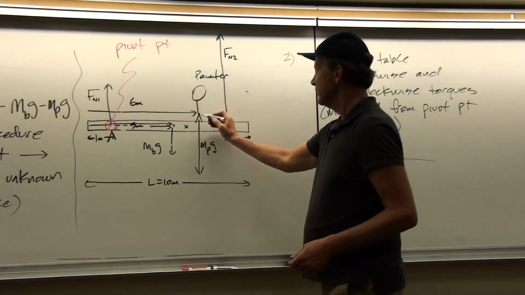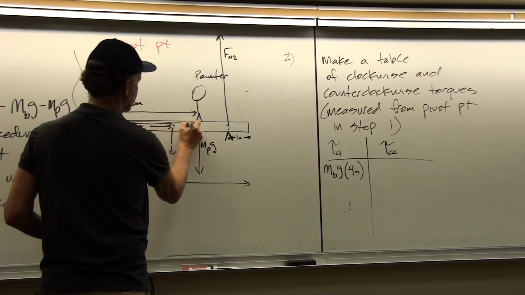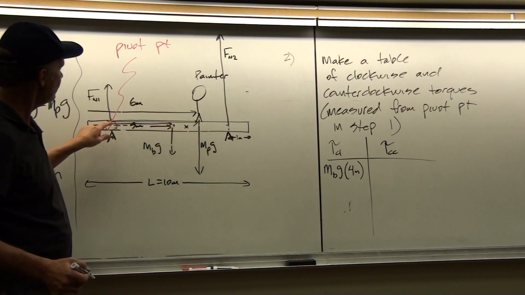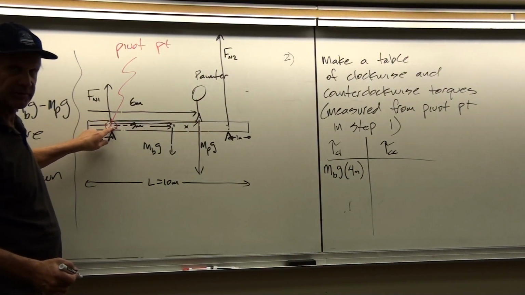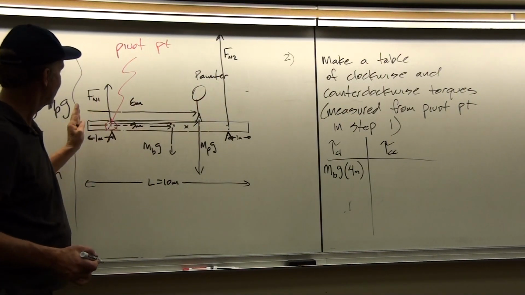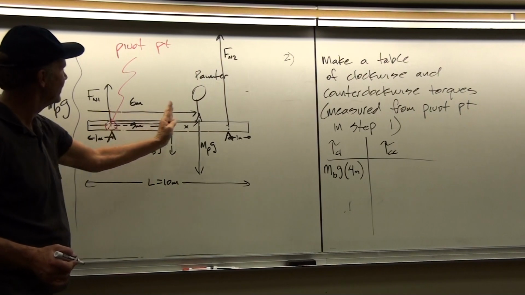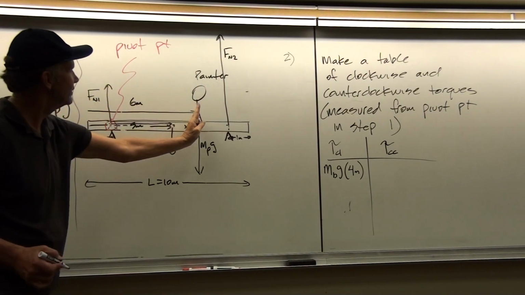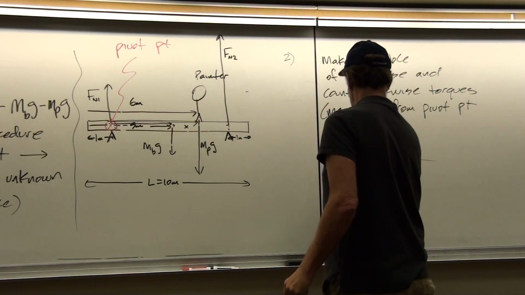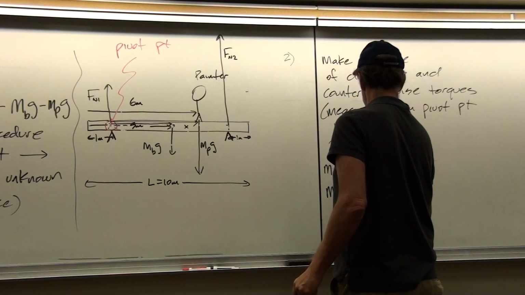Okay? And similarly, for the mass of the painter, from the 1 meter position to the 6 meter position is going to be a 5 meter displacement from our chosen pivot point, which is 1 meter away from the edge. So 6 meters from the edge is 5 meters from our chosen pivot point. So that would be mass of the painter times g times 5 meters.